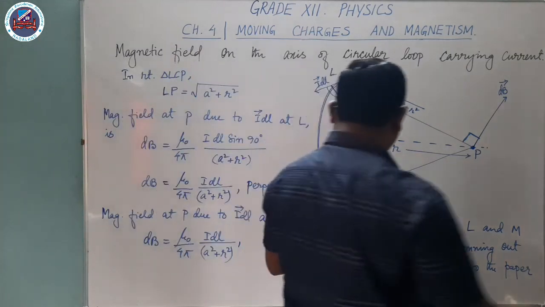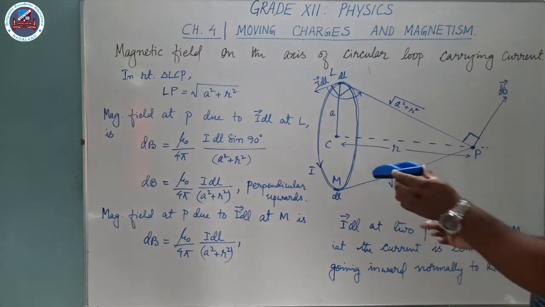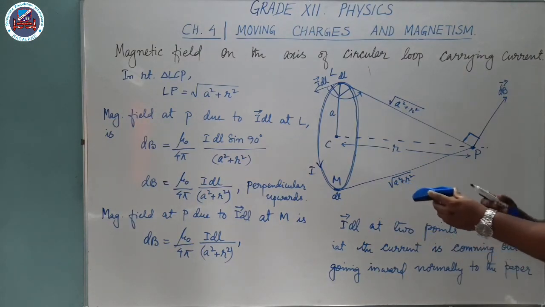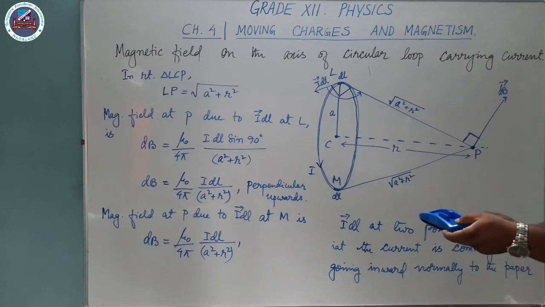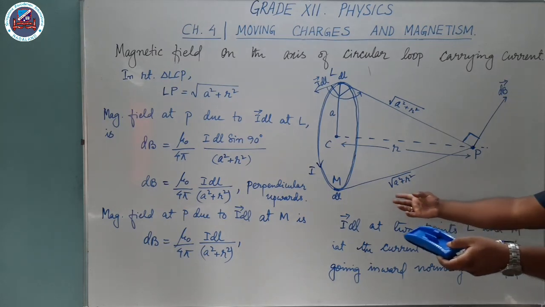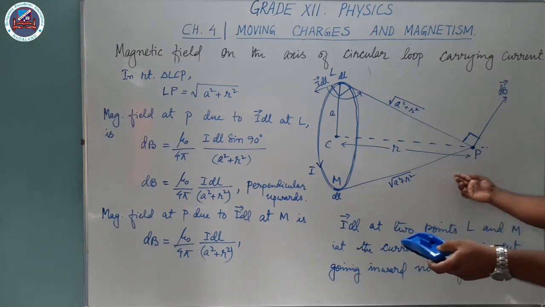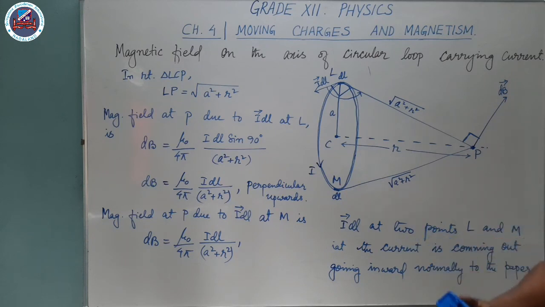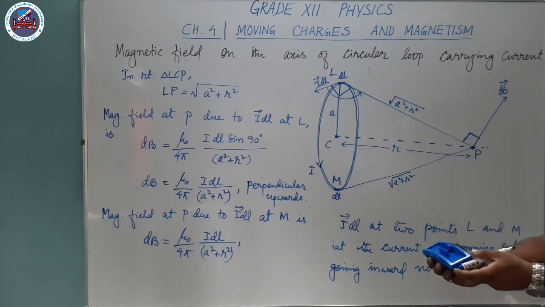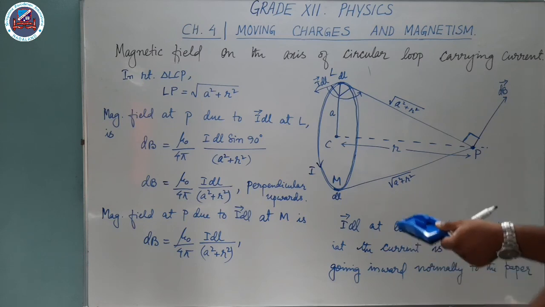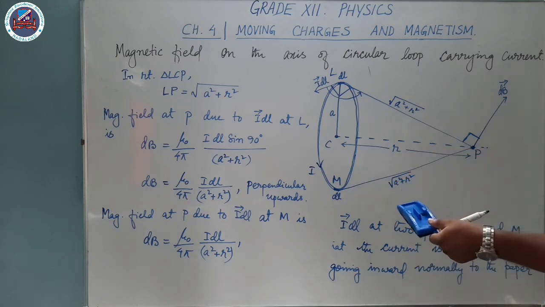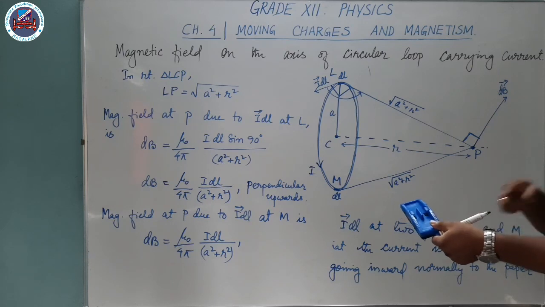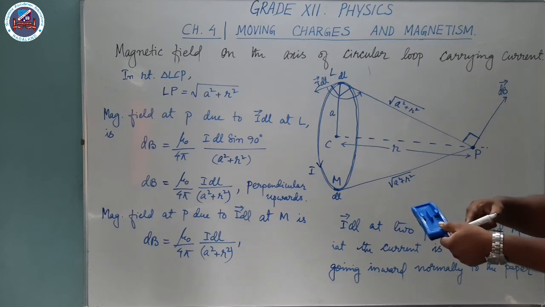dB is equal to mu naught divided by 4 pi, Idl divided by s square plus r square. Perpendicularly, how will it be? This is Idl going inside. This is your distance r, or your distance here is not r, it's root over s square plus r square. Like this. Going inside, and this is coming in towards me this side. Angle is 90 degree, but that is not important here.